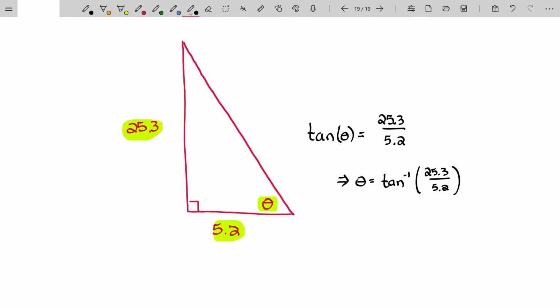Now, technically, again, this would be theta hat, or in other words, the reference angle. But because our angle here is within a right triangle, it must be an acute angle. So it's going to be between 0 and 90 degrees anyway. So why don't we just call it theta?